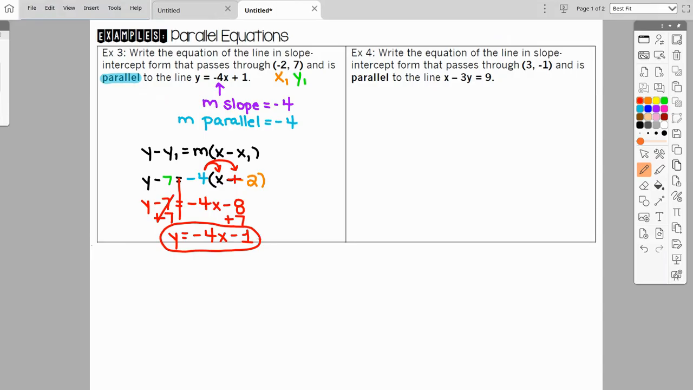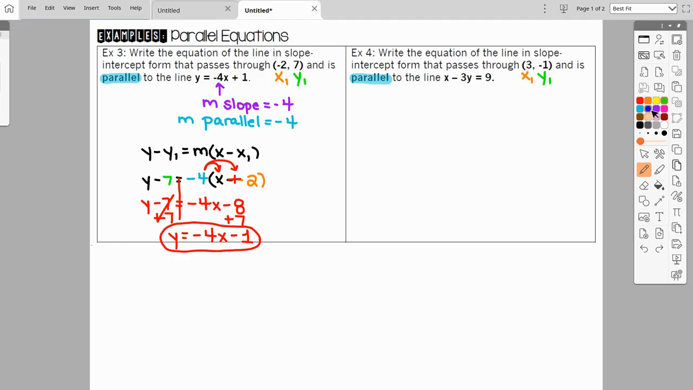That answers the question of the line in slope-intercept form that passes through the given point and is parallel to the line we started with. We're going to write the equation of the line in slope-intercept form that passes through. Again, let's label it x1, 3, and y1, my negative 1. And is parallel, so pulling the same slope from the given line of x minus 3y equaling 9.